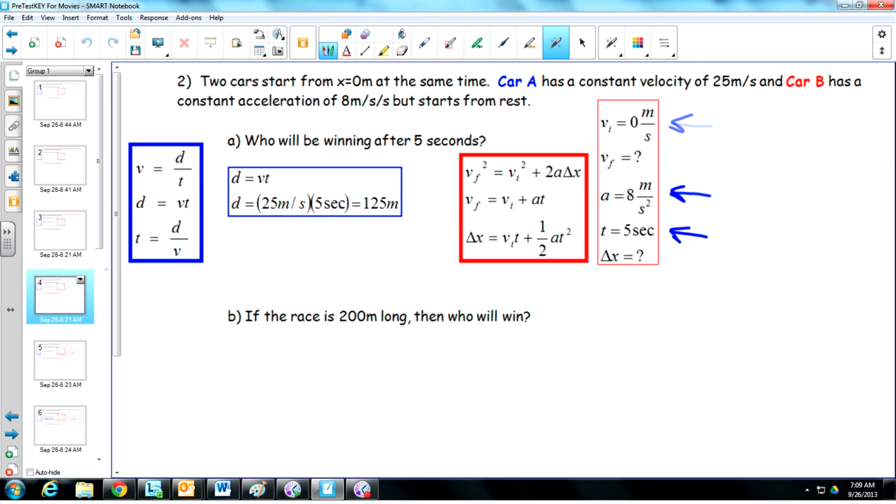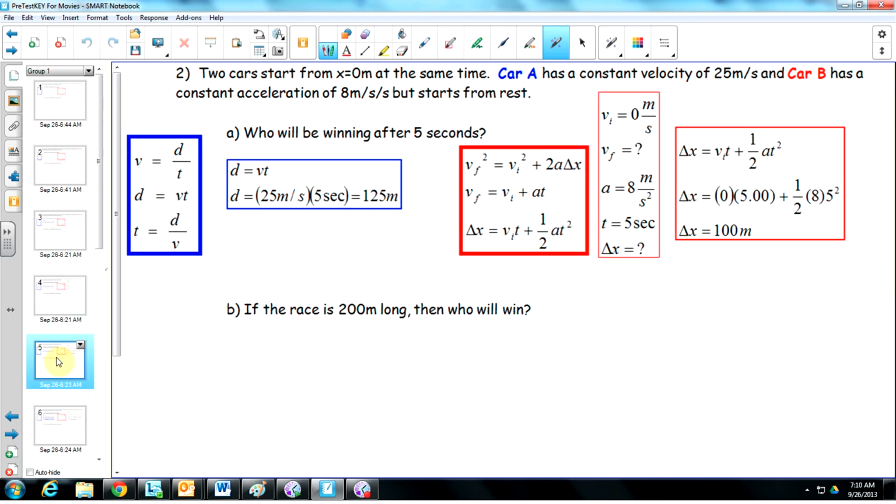And you'll notice that since VF is not known, right, and delta x is not known, that we probably don't want to use this first equation, because this first equation has delta x in it and it also has VF in it. That's not going to be all that helpful. Okay, but looking at the other equations, we can go ahead and solve for other variables that we don't know.